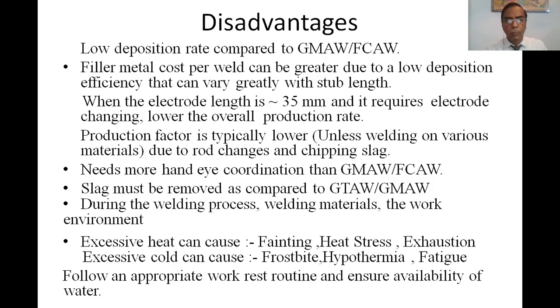Disadvantages: low deposition rate compared to GMAW or flux core arc welding. Filler metal cost per weld can be greater due to low deposition efficiency, which can vary greatly with stub length. When the electrode length is less than 35 mm, it requires electrode changing, lowering the overall production rate. Production factor is typically lower unless welding on various materials, due to rod changing and chipping slag. Needs more hand-eye coordination than GMAW or flux core arc welding.